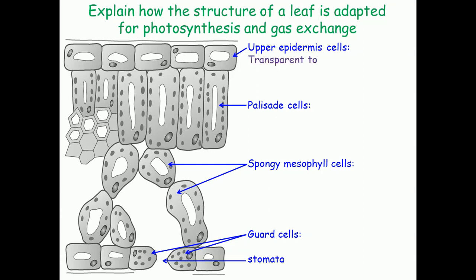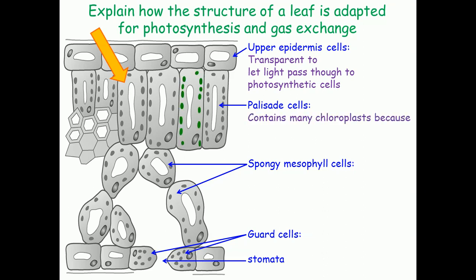The upper epidermis is transparent, and this means that light can pass through it so that it can reach the photosynthetic cells. The palisade cells contain lots of chloroplasts, and this is because they're located near the top of the leaf, and so they absorb the most light energy for photosynthesis.